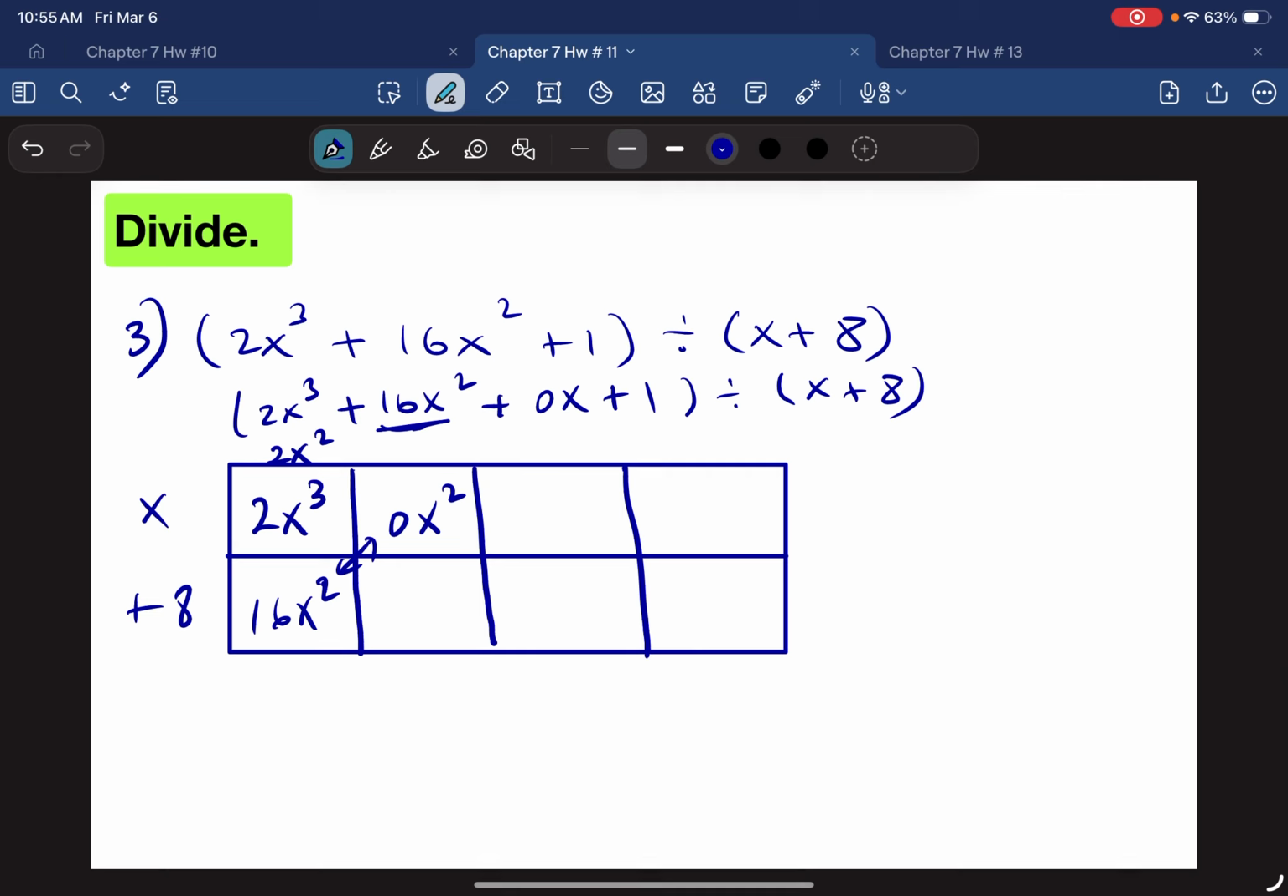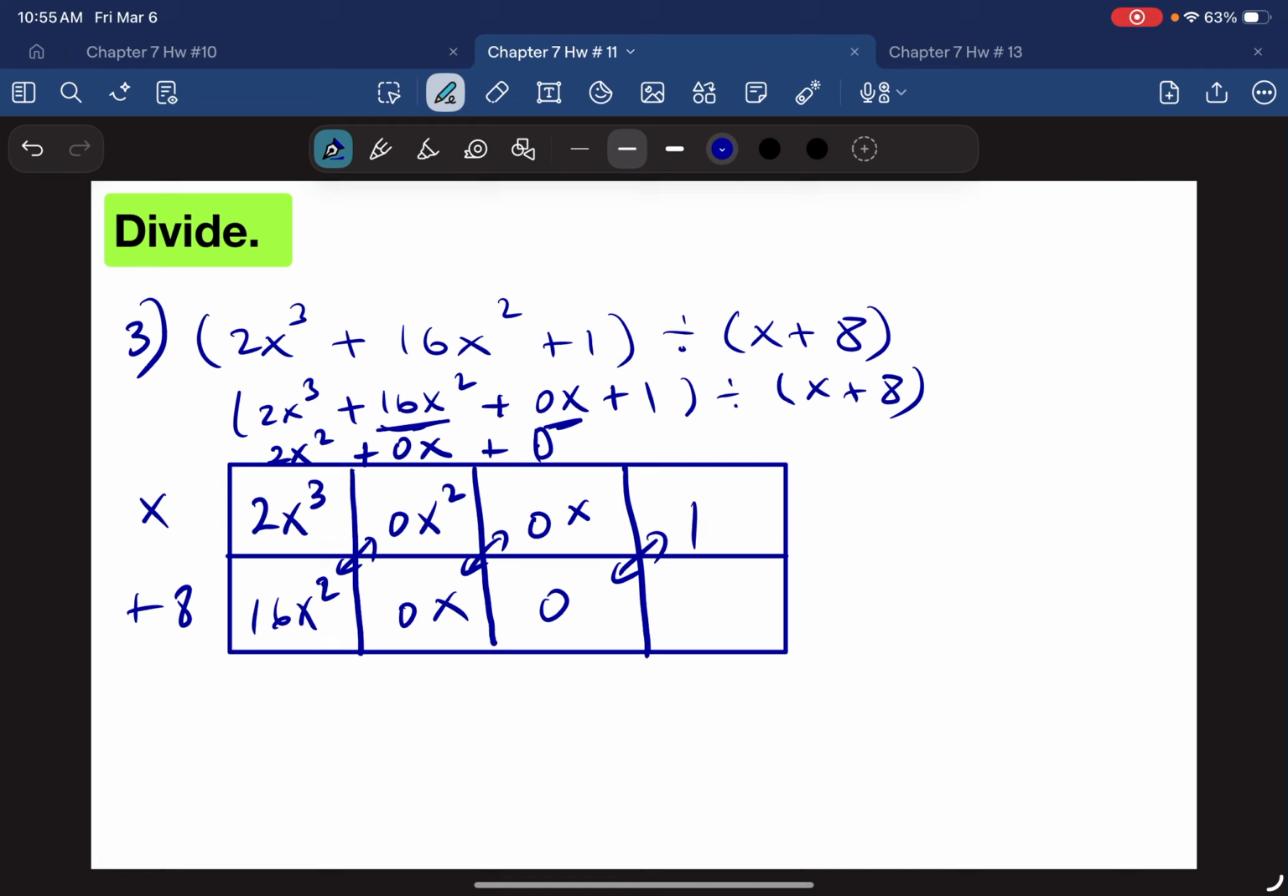Now repeat the same step again. So this could be plus 0x, right? 0x times x is 0x squared. 0x times 8 is what? 0x. These right here add up to be 0x, which is what? 0x. So this right here is going to be plus 0, because 0 times x is 0. And 0 times 8 is what? 0. 0 times 8 is 0. And these right here add up to be what? 1. So that 1 right there drops down.